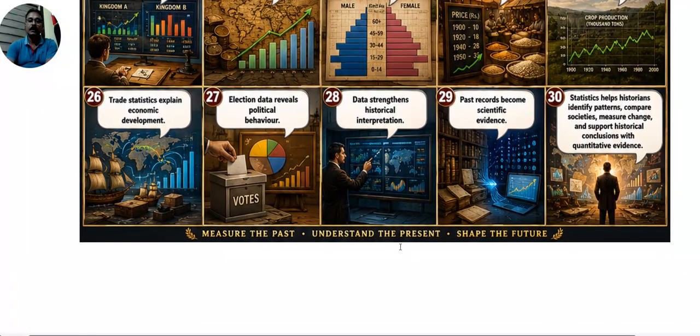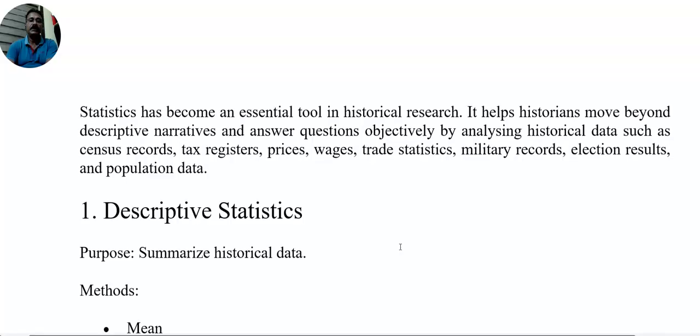Now let me start. So this is the first part. I cannot explain all the things. Maybe there will be one or two more, part 2, part 3, for this type of analysis. So let me start with the descriptive one.